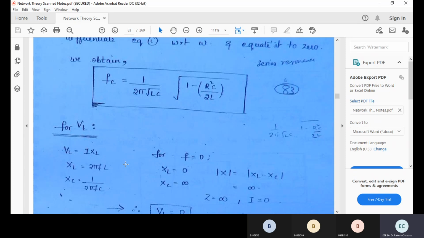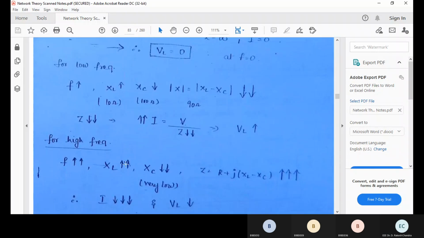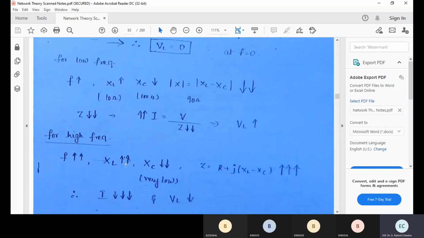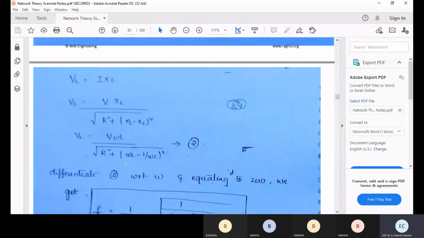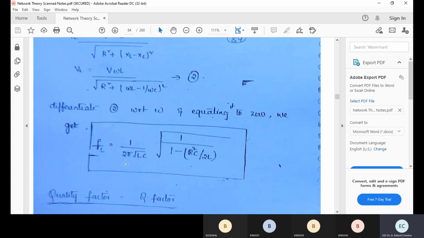Why? Because capacitive reactance XC is equal to 1 by omega C, that is 1 by 2 pi f C. When f is equal to 0, you have infinite capacitive reactance, and 0 inductive reactance. Based upon that, think about what happens at low frequency and at high frequency. Below the resonant frequency, it acts like a capacitive circuit, and after that it will act like an inductive circuit. The inductive reactance dominates.